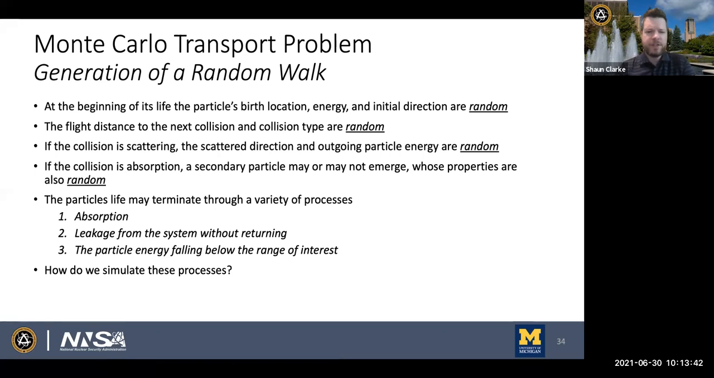So the collection of all of these things can lead to the particle's life terminating. It can terminate through a variety of processes. We talked about a few of them already: absorption, leakage, meaning it just leaves the problem boundary. Perhaps the particle energy has fallen below some range of interest. All these things are criteria that are used in Monte Carlo transport to terminate a particle track. So the question is, how can we actually go about simulating these processes?